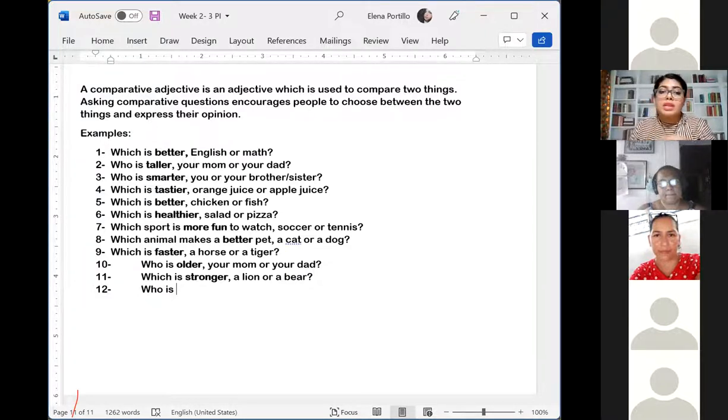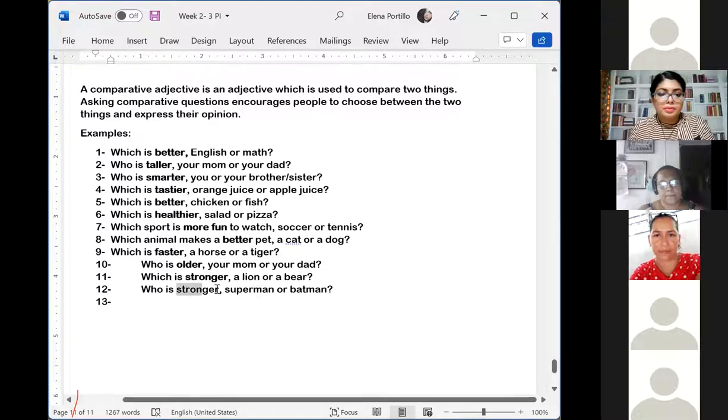Y si hacemos la comparación, en este caso, como estamos haciendo una pregunta, podemos utilizar el more fun to watch, porque no vamos a hacer la comparación, sino que queremos saber cuál es el más divertido para ver. And the more fun is only for question. Yes, in this case, it's just for a question. Okay.